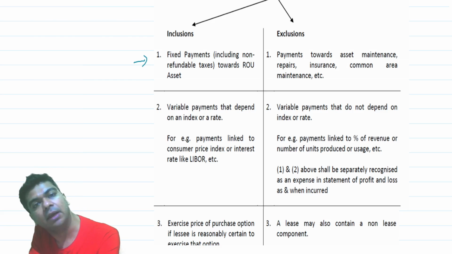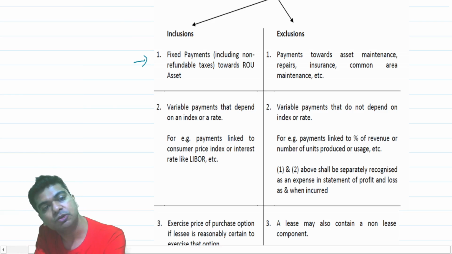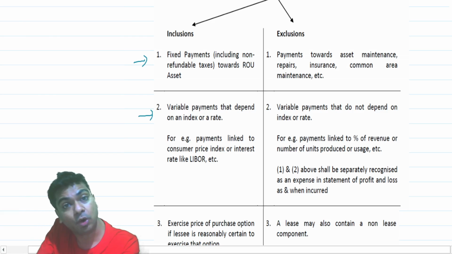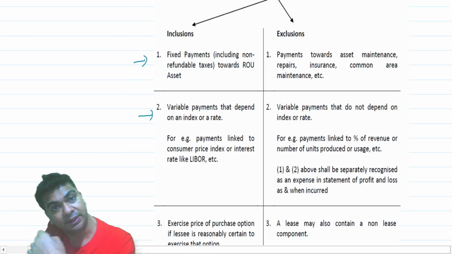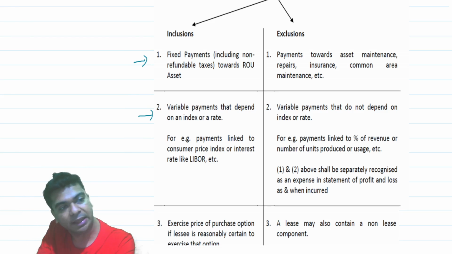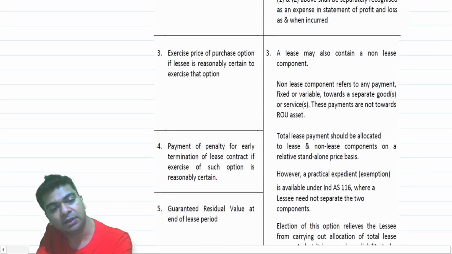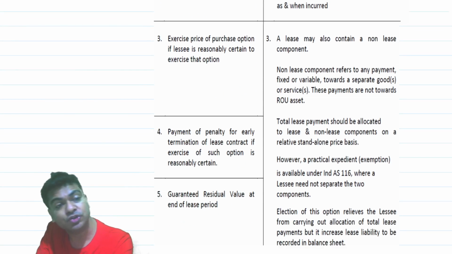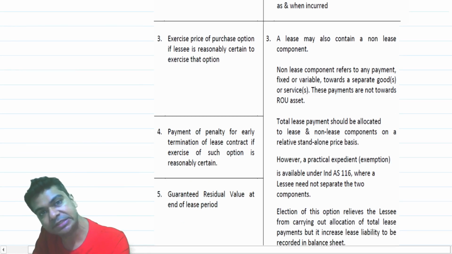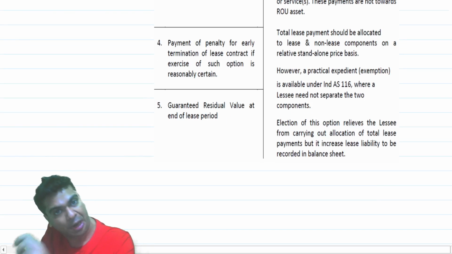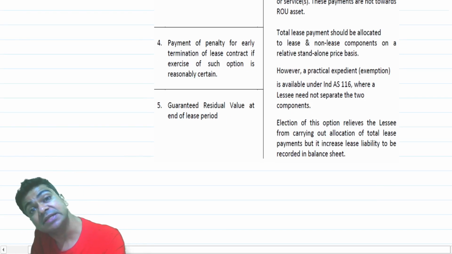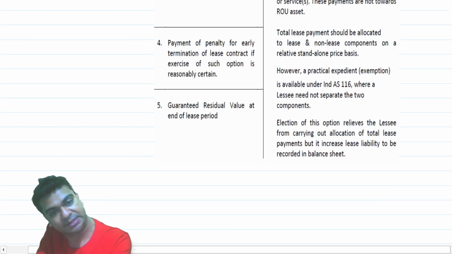That's the reason we are saying that the lease payments from the lessor is the same as from the viewpoint of the lessee, isn't it? So fixed payments will be considered, yes. Variable payments that depend on an index or a rate, anything that is linked to the consumer price index, anything that is linked to a rate like LIBOR, right? They are all included. Then the third item, exercise price of purchase option, if the lessee is reasonably certain to exercise that option. Fourth item, payment of penalty for early termination of the lease contract if the exercise of that termination option is reasonably certain.